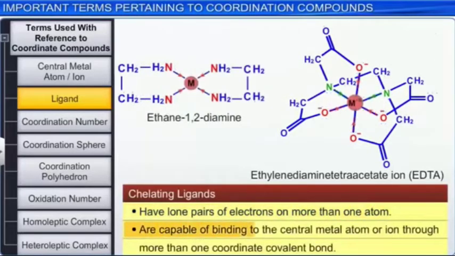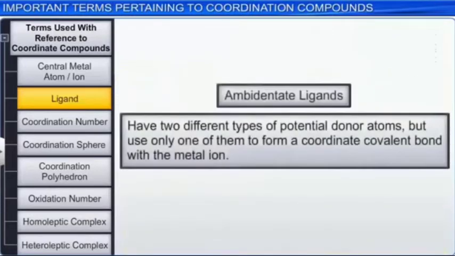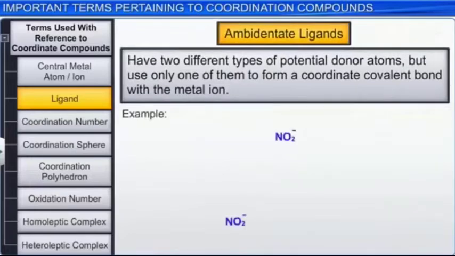Some ligands have two different types of potential donor atoms, but use only one of them to form a coordinate covalent bond with the metal ion. Such ligands are called ambidentate ligands. The NO2- ion is one such ambidentate ligand capable of coordinating to the metal atom or ion through the nitrogen or oxygen atom. Similarly, the SCN- ion can coordinate through the sulfur or nitrogen atom.